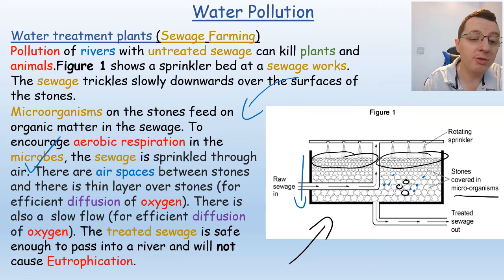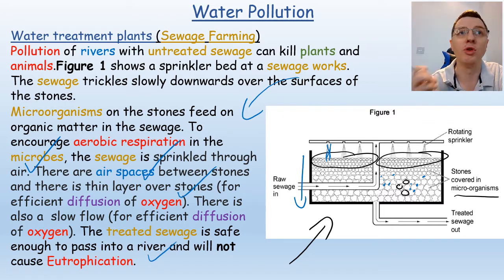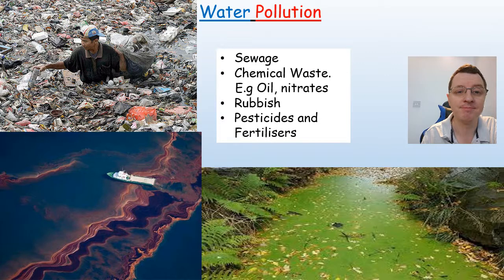There are air spaces between the stones and a thin layer over a stone so that we get an efficient diffusion of oxygen into all of those microbes within those layers. There is also a slow flow of the effluent coming out from the sprinklers, again so that we get efficient diffusion of oxygen. Now, a treated sewage is safe enough to pass into a river and it will not cause eutrophication, because the first step of eutrophication is to have those extra nutrients from the sewage washed into a river.